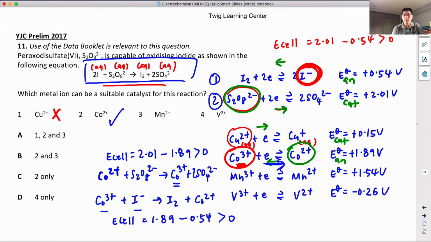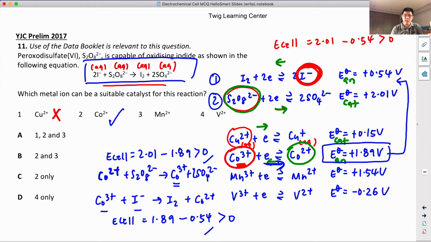Show the two half equations, which you can actually get from your data booklet. And how do you find out whether a catalyst is suitable or not? Whether it can be a homogeneous catalyst. The thing is, you just have to look out for one whereby the value must lie somewhere in between these two values. If it does lie somewhere in between, it will definitely function as a catalyst. As you can see, we did the calculation and it showed that it's actually possible.